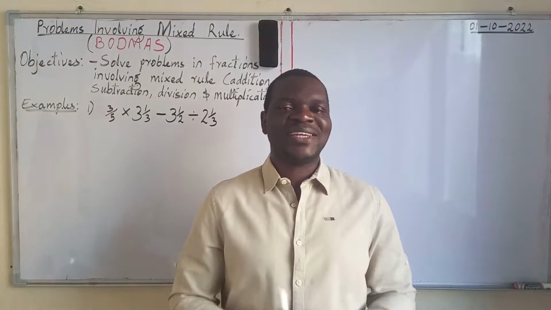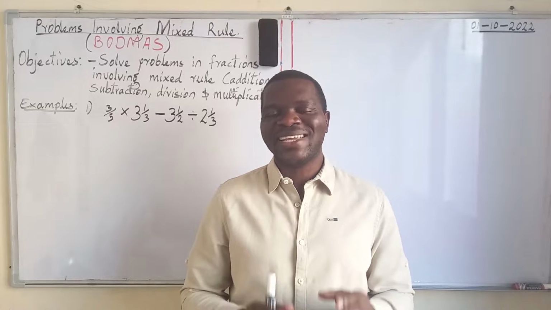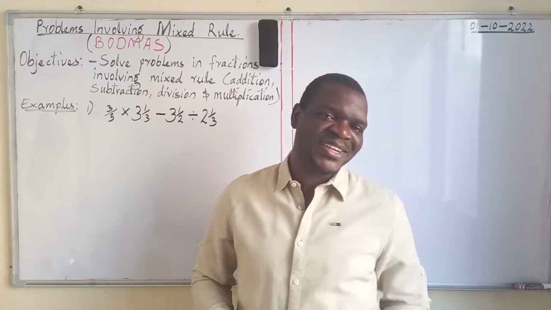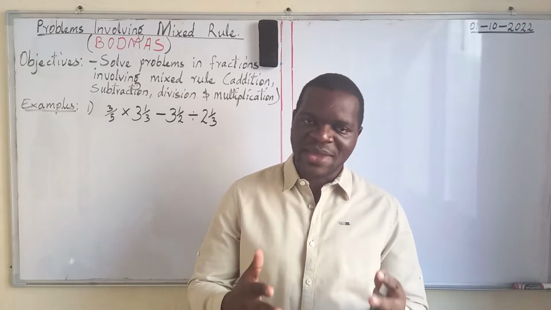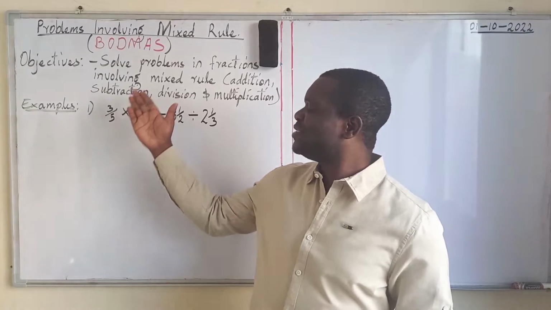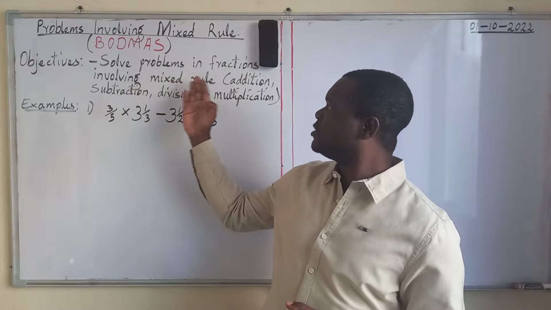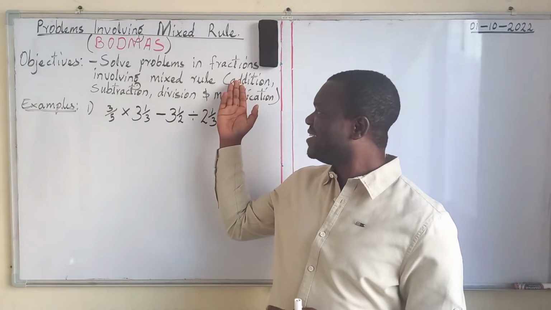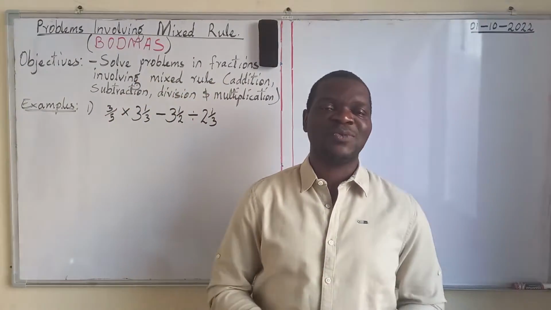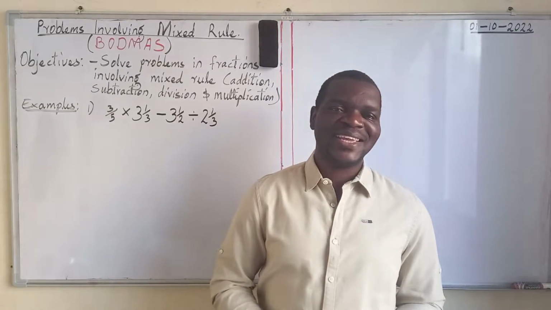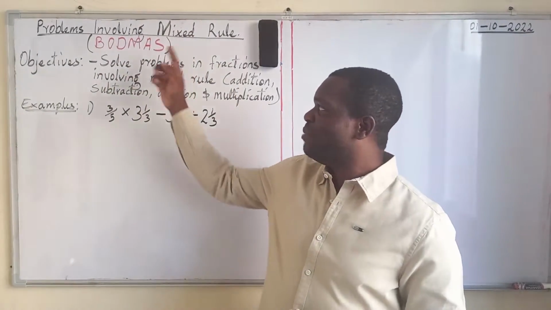And with a clear understanding of these past lessons, today we are going to look at something a little bit more complex but very simple, I assure you. Pay attention so that by the end of the lesson, we should be able to meet our target, which is to be able to solve problems in fractions involving mixed rule. That is addition, subtraction, division, and multiplication all in one. So the topic of our lesson today is problems involving mixed rule, and that is what we call Bodmas.